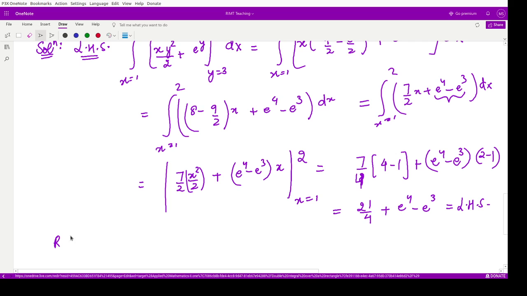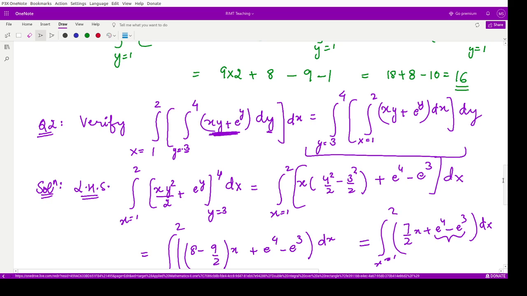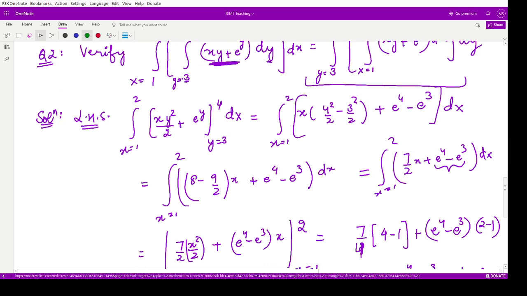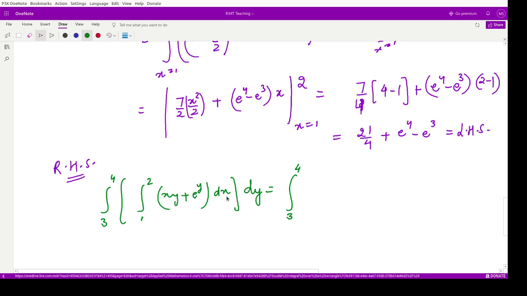Now for the right hand side, we wanted to solve this thing. So it would be the integration from 3 to 4 of the integration from 1 to 2 of xy plus e to the power y into dx into dy. This is equal to integration from 3 to 4. Firstly, we'll perform the integration with respect to x. So it would be x square y divided by 2 plus x into e to the power y, and the limits of x are from 1 to 2, into dy.